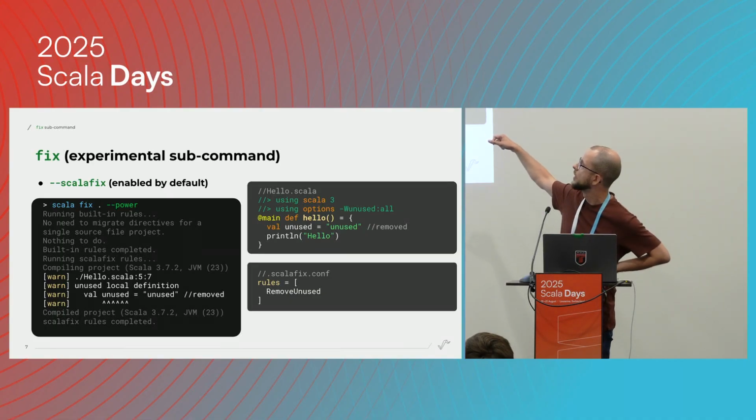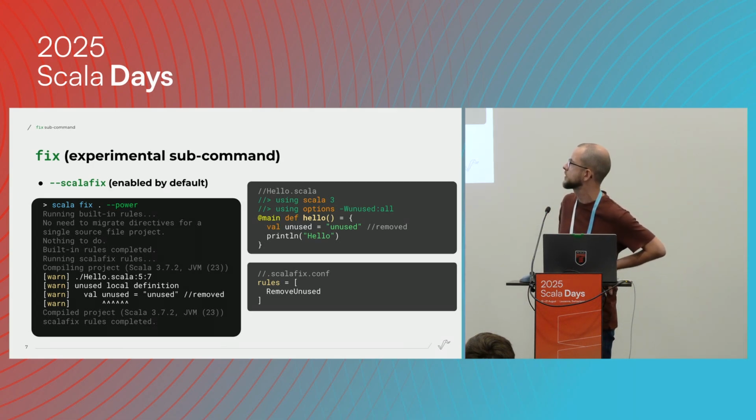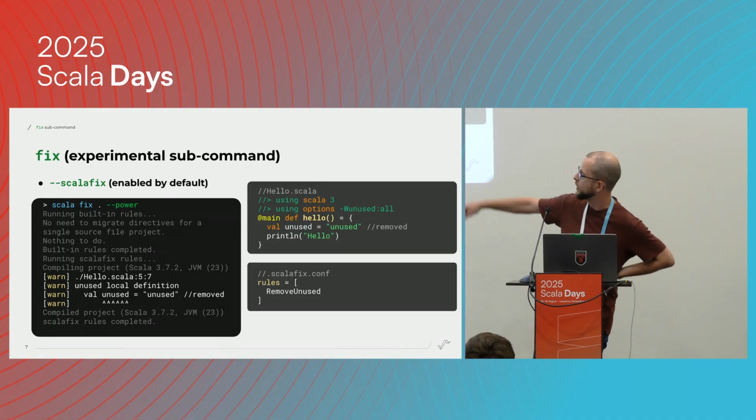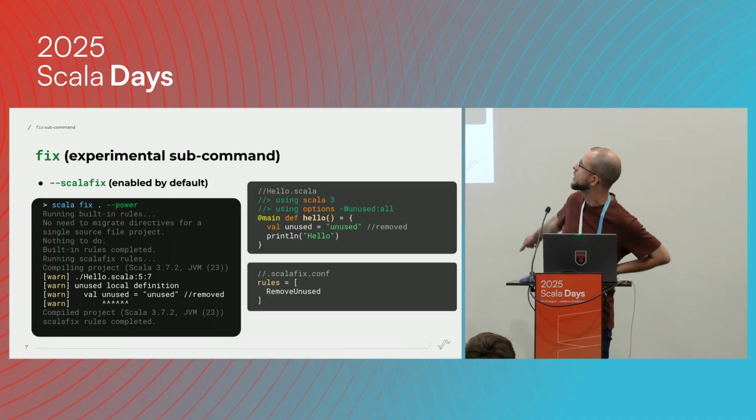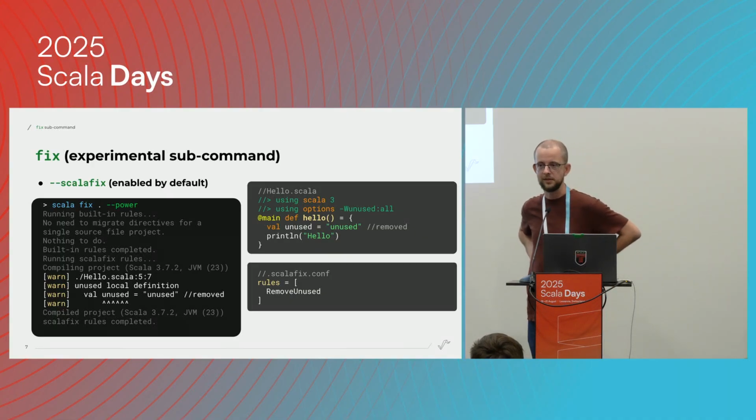So yeah, here's a simple example. We have a simple Scala file which has an unused variable value. We have the RemoveUnused rule for ScalaFix and the ScalaFix configuration. And when we run it, of course, we need the linting flag for unused, passed as a directive here. When we run it, ScalaFix will remove it. You have to trust me that the output doesn't have that value.